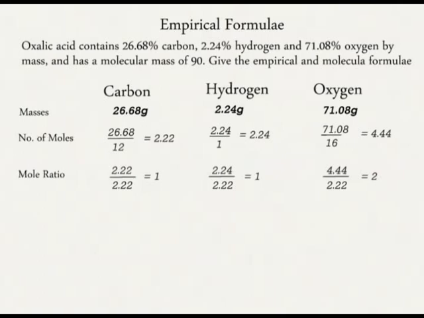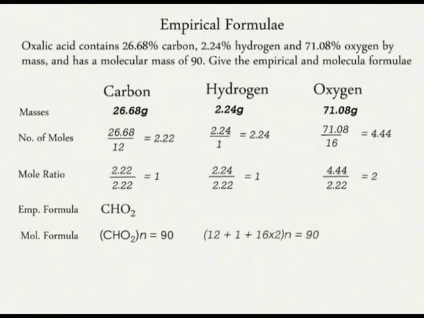Therefore, the empirical formula is CHO2. For the molecular formula, we know that the relative molecular mass is 90. So we have CHO2 times n is 90. 12 plus 1 plus 16 times 2, times n, is 90. 45n is 90 and n is 2. Therefore, the molecular formula is C2H2O4.